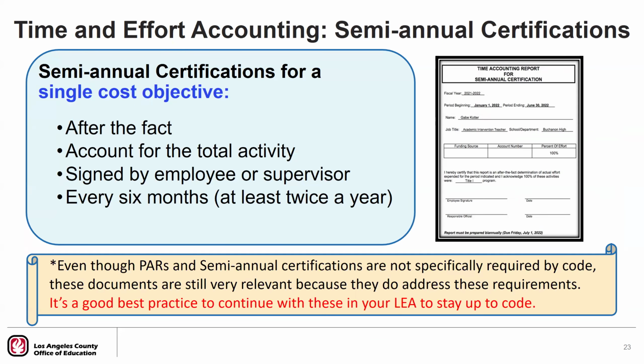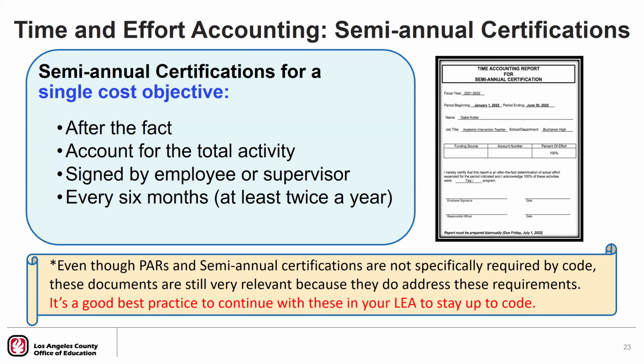Now, thinking back to the instructional coach and the cook whose tasks were deemed a single cost objective, they would use a semi-annual certification document. A sample of that certification is shown on this slide and is also included in CSAM Procedure 905. That's the California School Accountability Manual. Now, remember that semi-annual certifications must be after the fact, account for the total activity, and be signed by the employee or supervisor with firsthand knowledge of services performed and done every 6 months or at least twice a year.